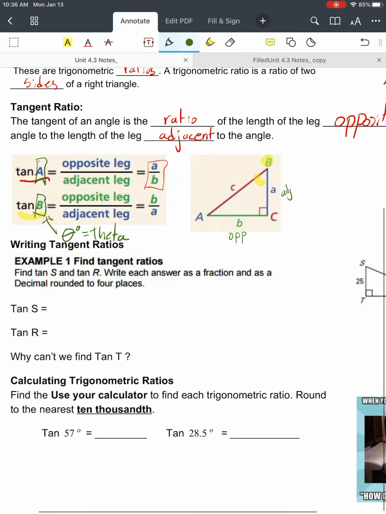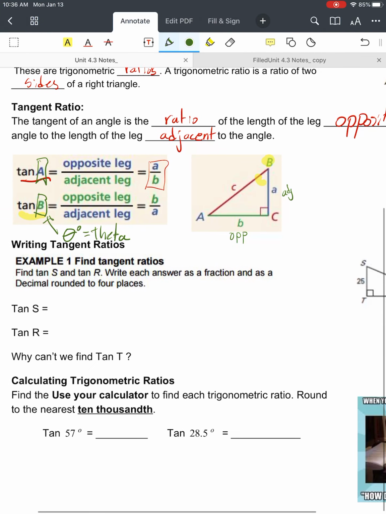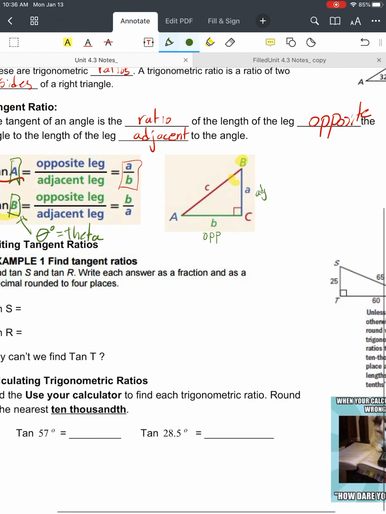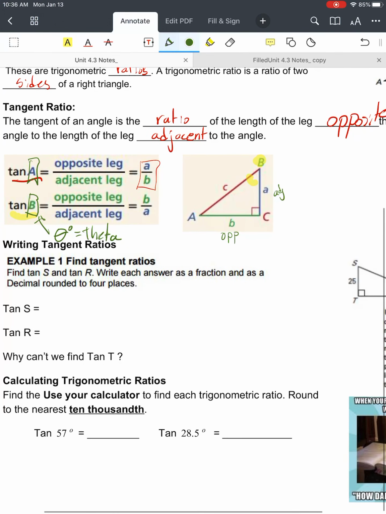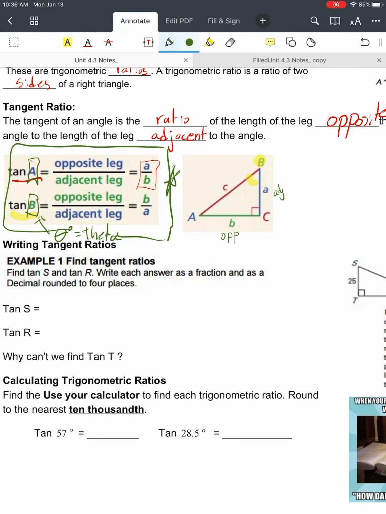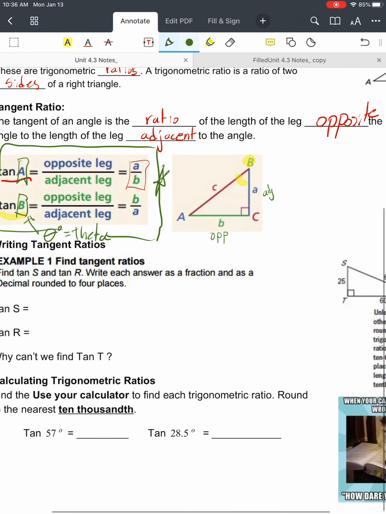So writing the tangent ratio, this is a little bit of practice with applications, actual numbers, of this tangent ratio. So I'm going to put a big square and star this, it's really important, this tangent ratio, because that's what we're going to be using all day today.